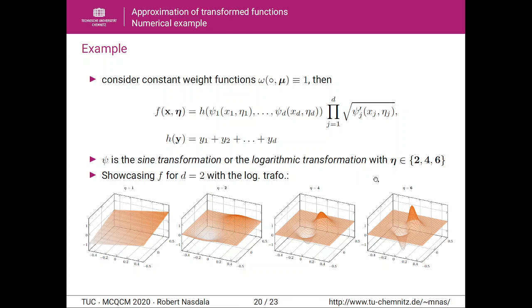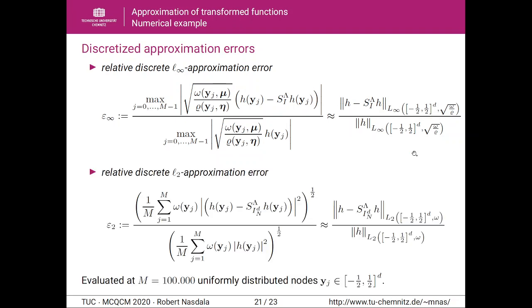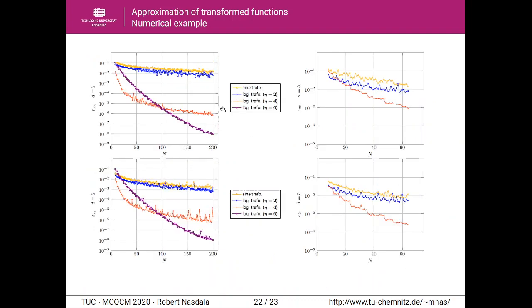And now for the numerics, we take our new approximation errors that we calculated and show the relative errors. On one hand, we have this weighted L infinity error, and then we have the discretized version of the L2 error, and we will evaluate both at 100,000 random nodes in the d-dimensional cube. And now we end up with these kind of graphics. So let's start in the top left.